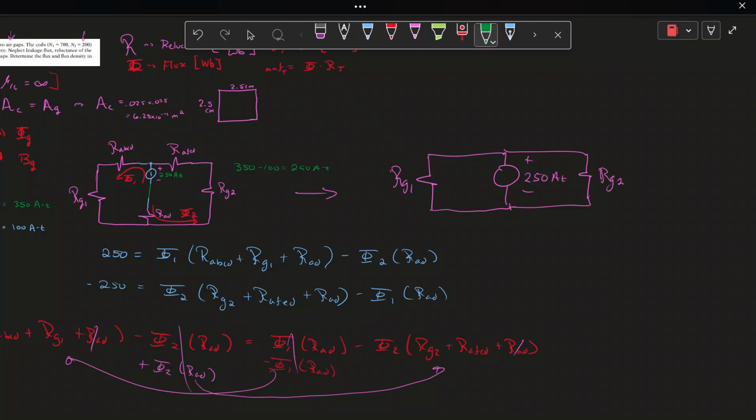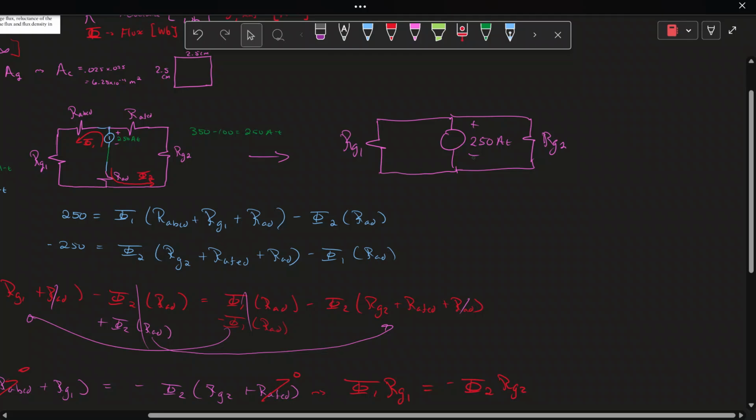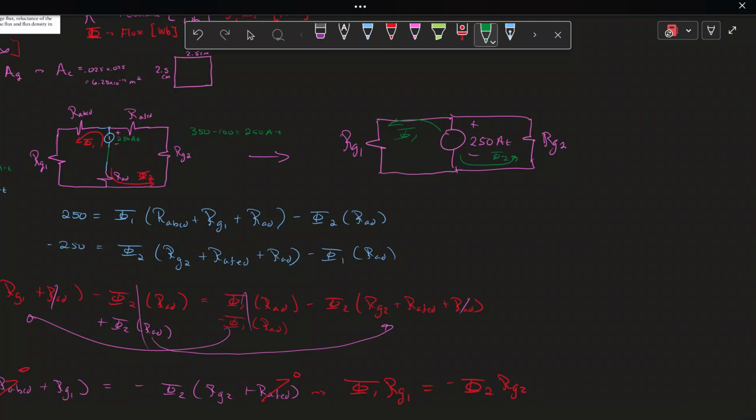Well, what do we notice? You should notice that they're in parallel, meaning the voltage across one is the voltage across the other. So this is going to be very easy to find the flux. We're going to go this way, and the other one goes this way. That means this flux 1 is equal to 250 amp turns divided by the reluctance of air gap 1.